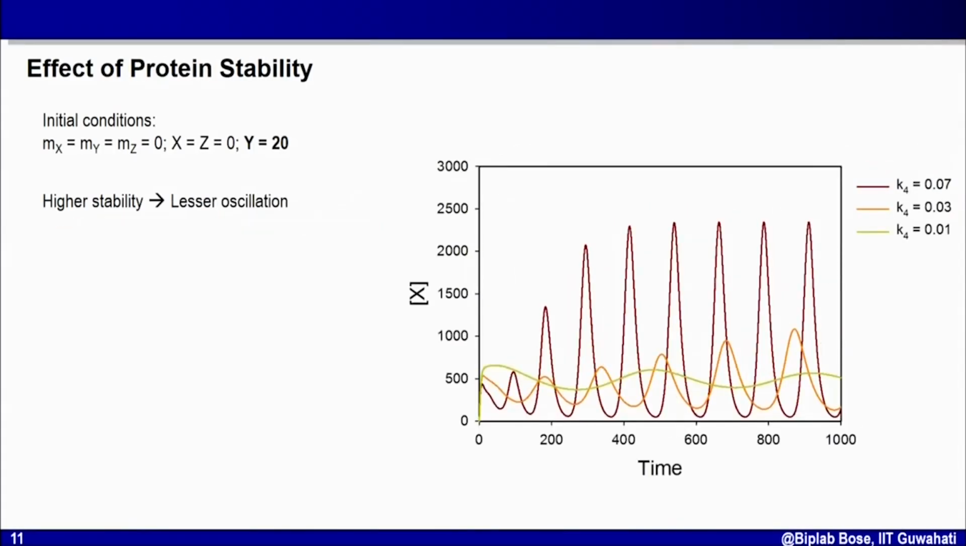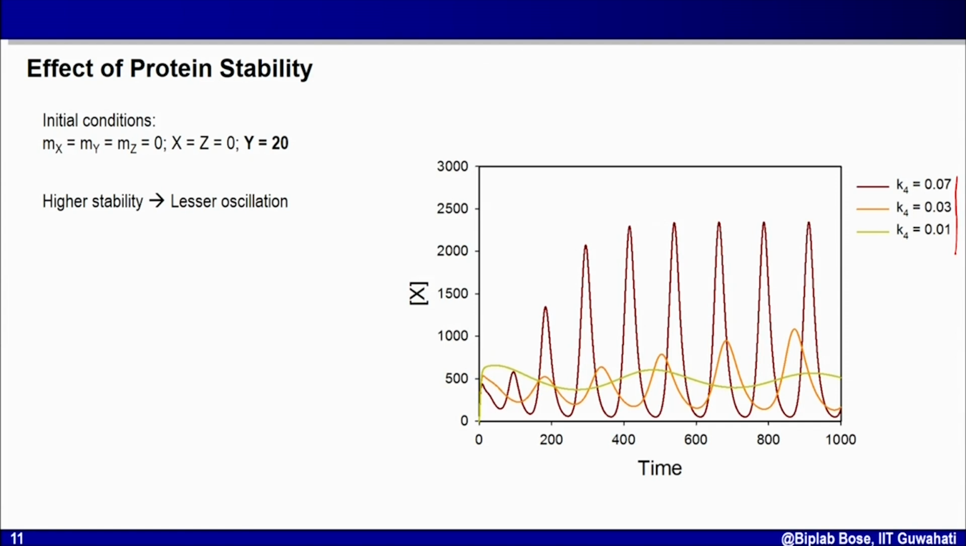Now let us look into what will happen if I make the protein stable or change the stability of protein. In this case, I am varying K4, the rate constant for degradation of protein, from 0.07 to 0.01. That means what I am doing, I am increasing the stability of protein. 0.07 to 0.01. When K4 is 0.01, it will be much more stable.